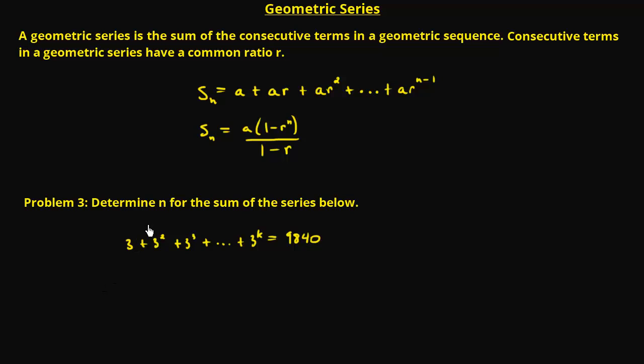In this problem, we're told to determine n for the sum of the series below. Here we have that our first term is 3, our second term is 3 squared, our third term is 3 cubed, and then it looks like this multiplicative pattern continues.